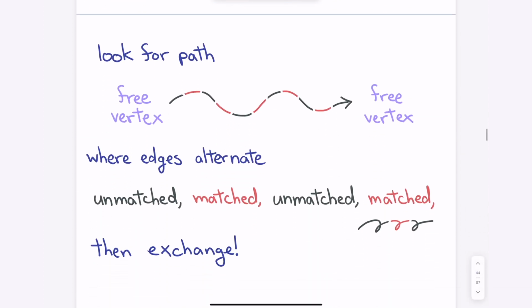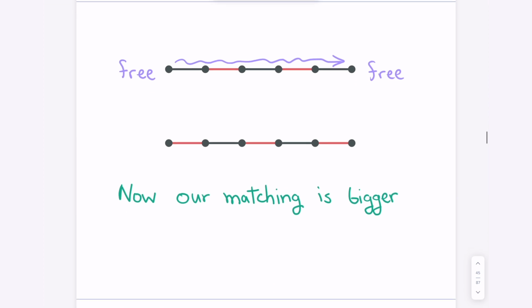So a reasonable algorithm is to start at some unmatched vertex and try to walk around this graph, alternating between an untaken edge, taken, untaken, taken, untaken, taken, untaken. And if this endpoint is free, now you can swap all these and you'll increase by 1. That's an augmenting path. You find this, you swap them out, and your matching is a little bit bigger.